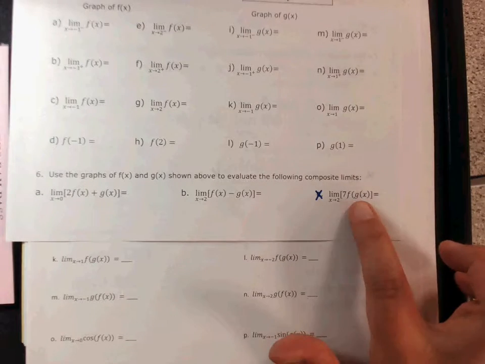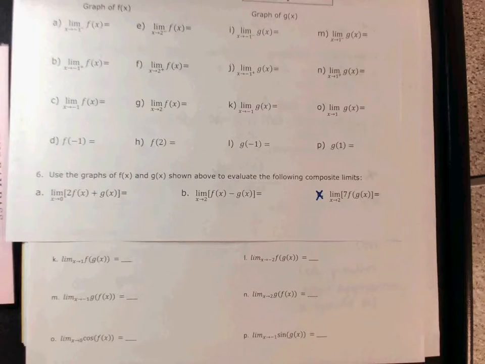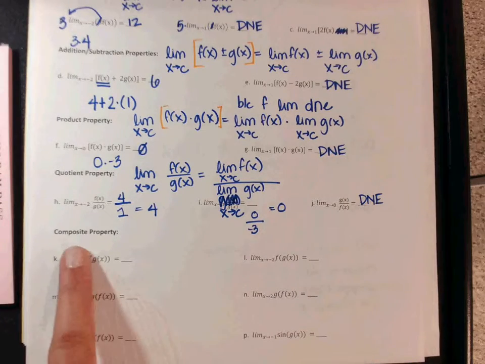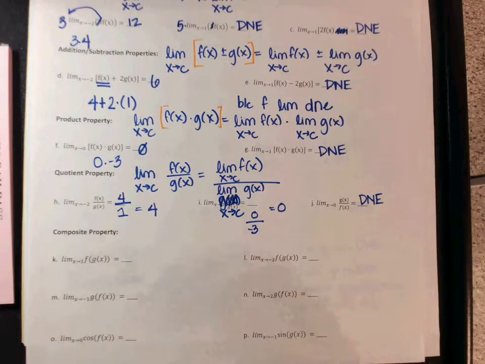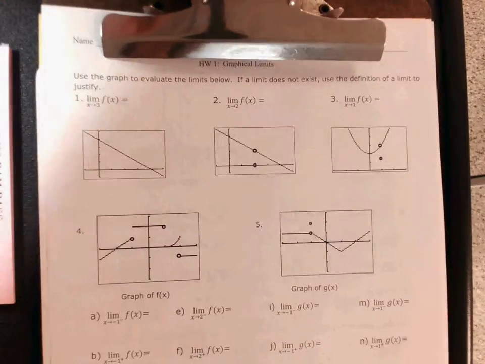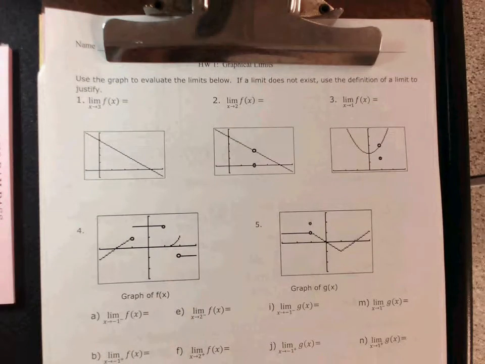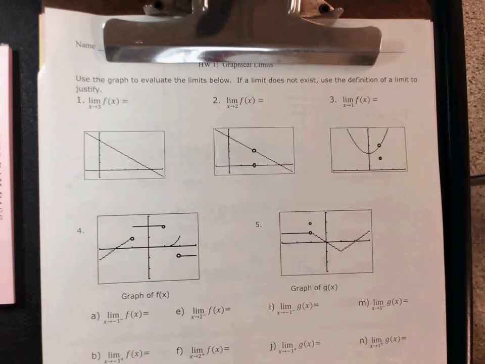Because it's f of g, and we just haven't covered that yet. You can take a guess, though. But that's our last property on here, the composite property. That's where you have a function and another function. So the tricky part about it, which is why I didn't want to get into it, is you only apply the limit to the middle, and then you plug that number in to the outside. So sometimes that can be confusing. That's why we kind of pause.